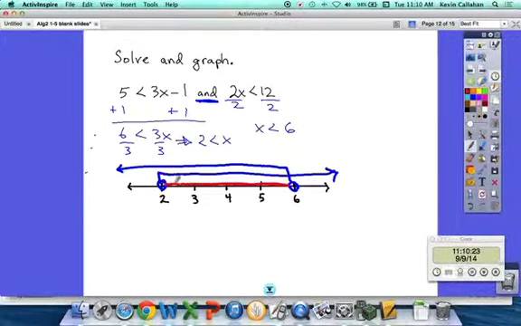There's my solution. And again, you can write that as a 3-part inequality. You would write it like this: 2 is less than x is less than 6. When you see a 3-part inequality, it is an and. You don't see the word and, but it's an and. It implies that x is both greater than 2 and less than 6. So there's an implied and.